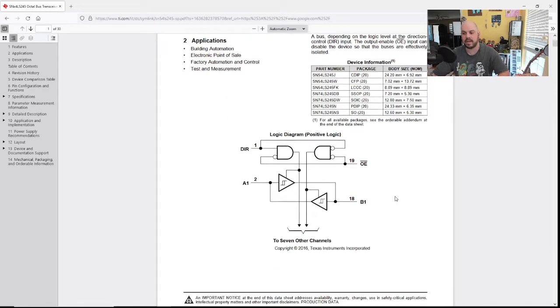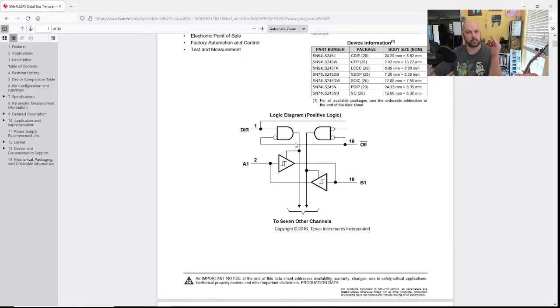So what this is essentially, you've got a direction, which is just going to tell you, am I coming from the bus to this side or from this side to the bus? And then the OE is the operation enable. So that's saying, okay, go ahead. You can actually send the information one way or the other.